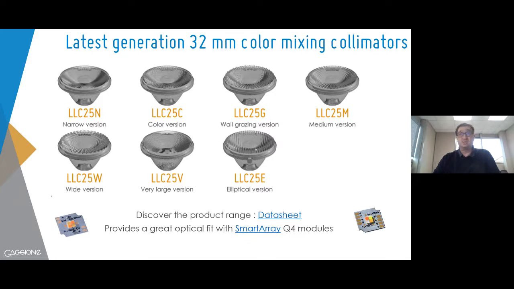And in that range, we also have a dedicated version for wall grazing, which is the 25G, and then a medium, a wide, a very large, and an elliptical version. Pretty standard stuff. If there's anything you want to try with these, you can request it from Lumitronix. They have samples available, and if they don't have them, I'm going to ship them to them, and you're going to be able to form a real opinion based on this possible combination.